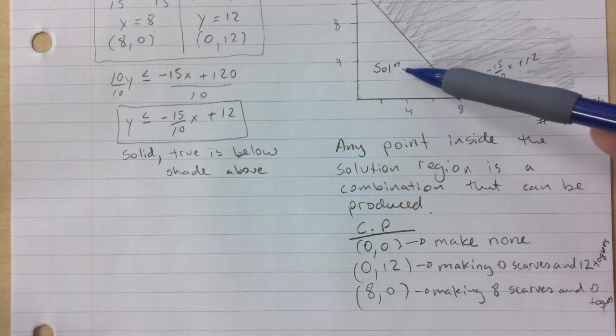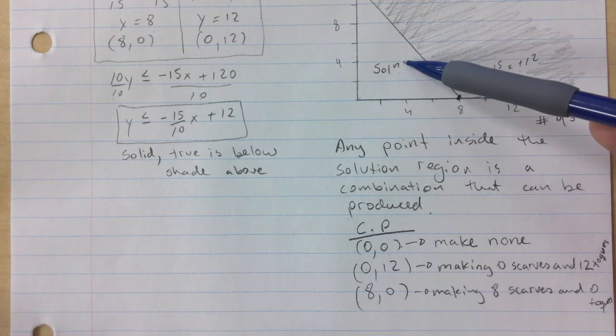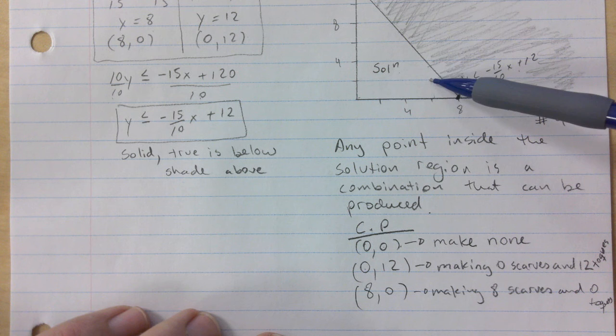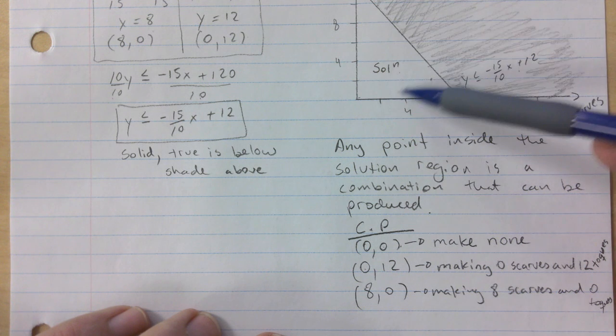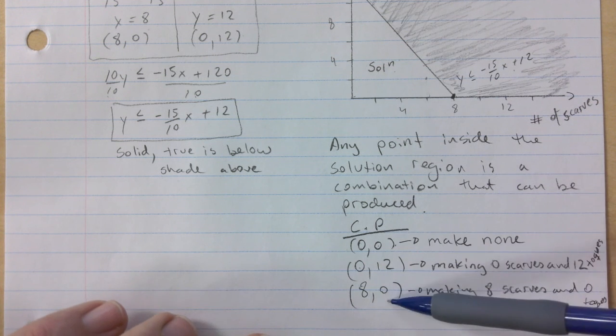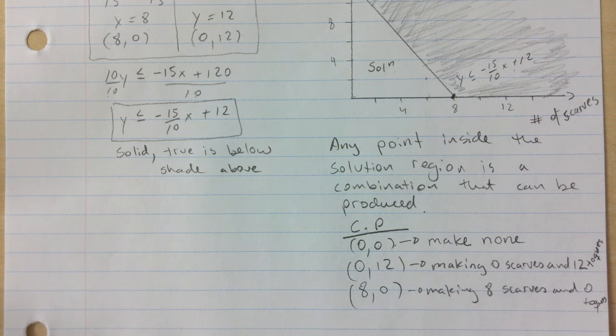So any combination, like making 4 of each, would still work. Making 6 scarves and maybe 2 toques would also work, right? So any combination inside here is possible. But we're focusing on the corner points, and you will see why in a bit. Okay. Right. Let's do another one. This one will have more than one inequality.